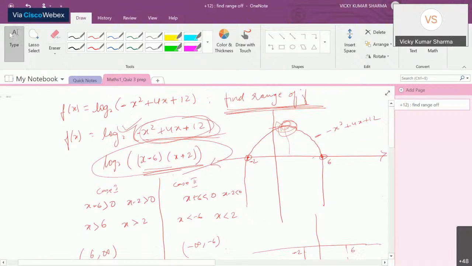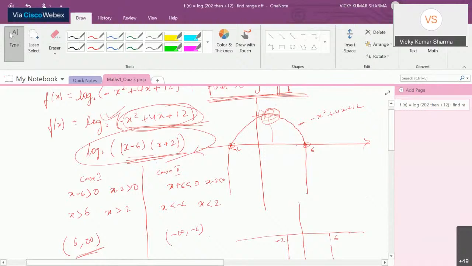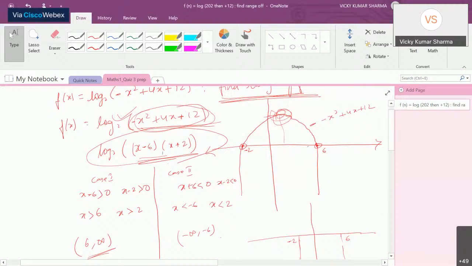So I'll tell you, in the previous example, what was the maximum value of that quadratic function? Infinity. It was coming on the top. But in this case, infinity is not the maximum value. The maximum value is at the vertex, right? Correct. So now we need to find the maximum value of this. The maximum value of this quadratic function will be the maximum value of this as well, right? And the minimum value of this log function is anyway going to be minus infinity, right?